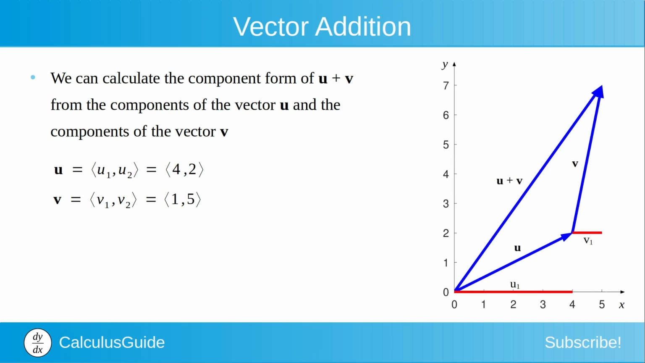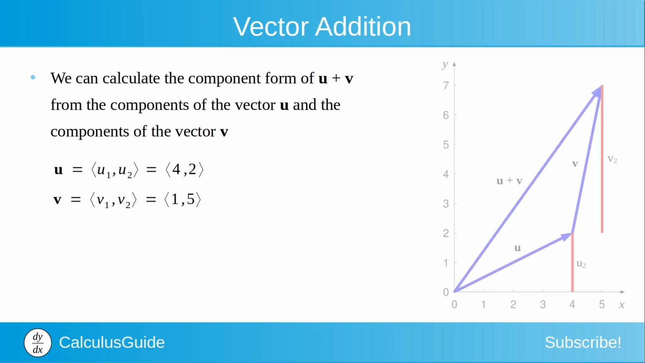We can see to the right that if we add u1, the horizontal component of the vector u, to v1, the horizontal component of the vector v, that will give us the horizontal component of the resultant vector u plus v. And if we add u2, the vertical component of the vector u, to v2, the vertical component of the vector v, that will give us the vertical component of the resultant vector u plus v.